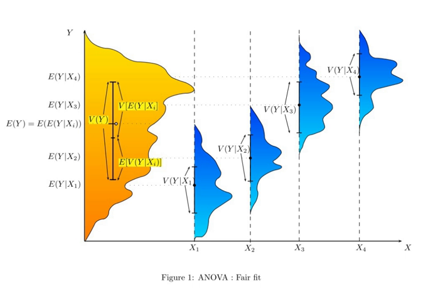ANOVA is useful for comparing, testing three or more group means for statistical significance. It is conceptually similar to multiple two-sample t-tests, but is more conservative, resulting in fewer type 1 errors, and is therefore suited to a wide range of practical problems.